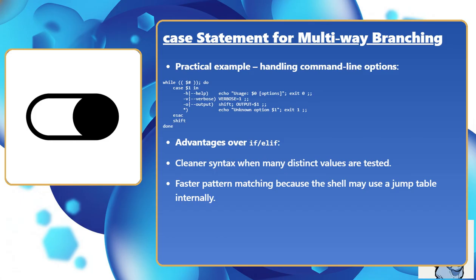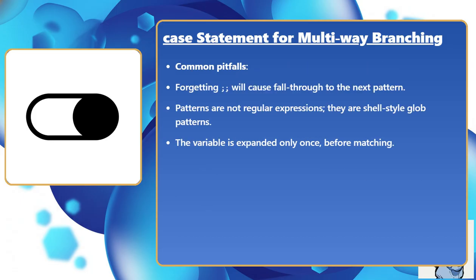Advantages over if/elif: cleaner syntax when testing many distinct values, and faster pattern matching because the shell can use an internal jump table. Common pitfalls: forgetting the double semicolon causes fall through to the next pattern. Patterns are not regular expressions but shell-style glob patterns. The variable is expanded only once before any matching occurs.